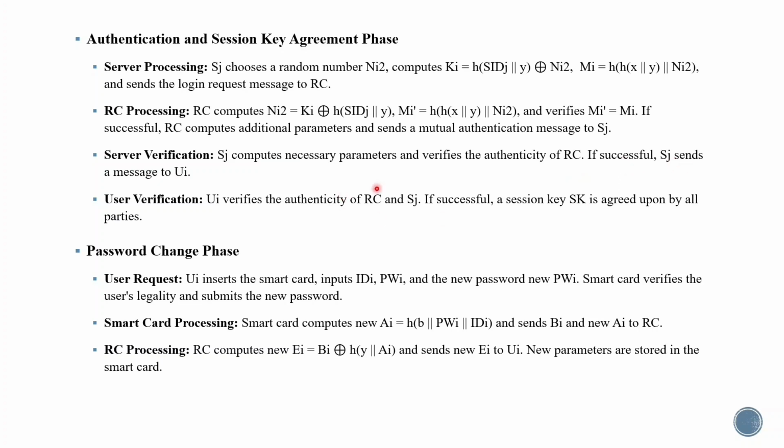And if successful, server J sends a message to the user I confirming the login. The user I verifies the authenticity of the registration server and the server with which it wants to communicate. And if successful, it generates a session key, and both agree upon a session key, and further communication happens. The password change phase is quite similar, so I won't be going in the details of that.